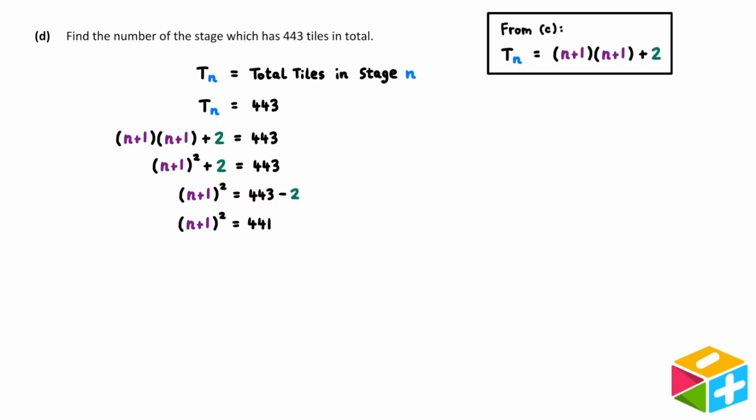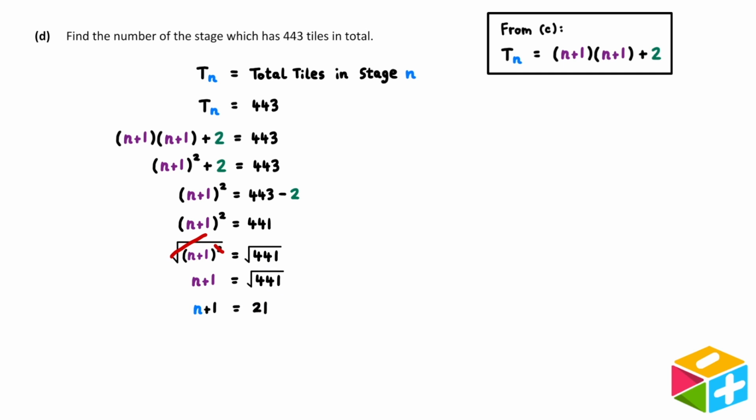We want to isolate n, so we'll need to get rid of the plus 1 and the square. Let's start by removing the square. The inverse of a square is a square root, so here I will square root both sides of my equation. The square root cancels the square, so we end up with n plus 1 equal to the root of 441. Doing some calculator work, this simplifies to n plus 1 is equal to 21.